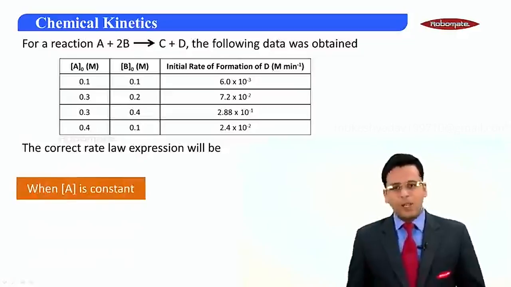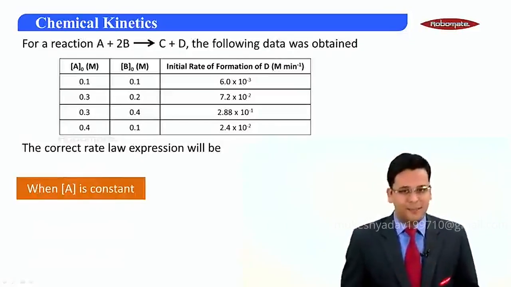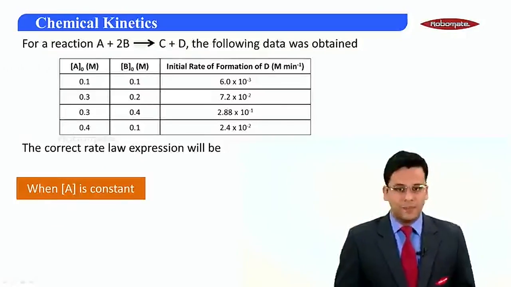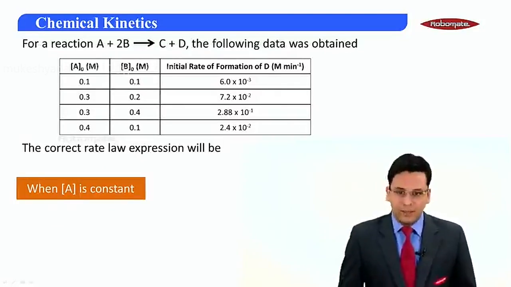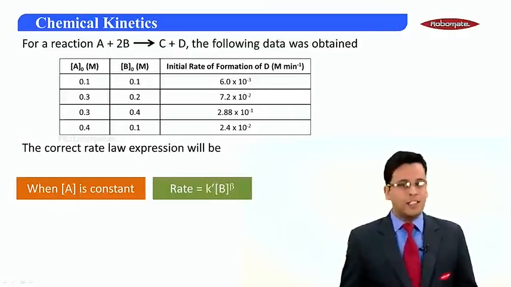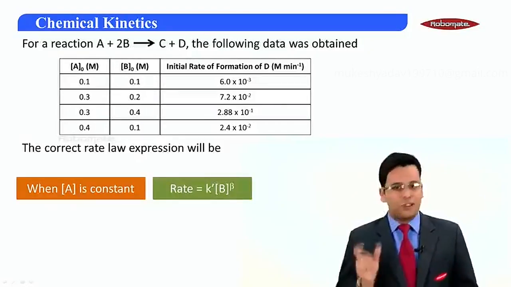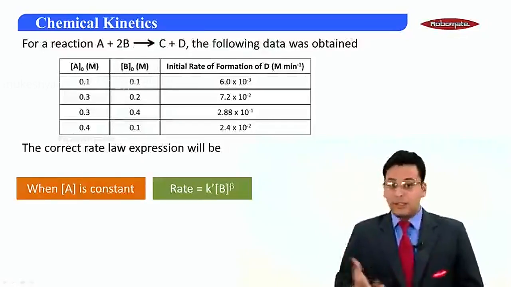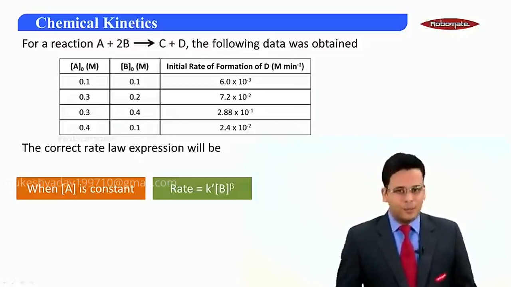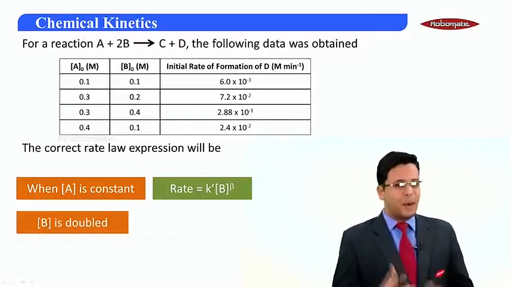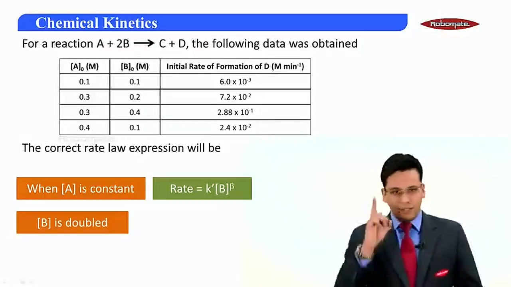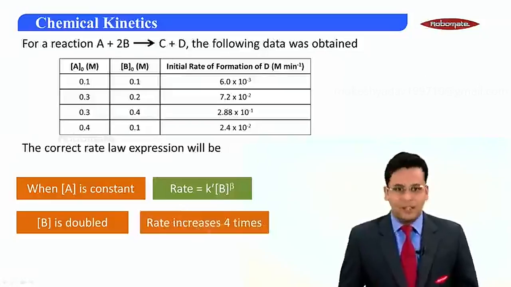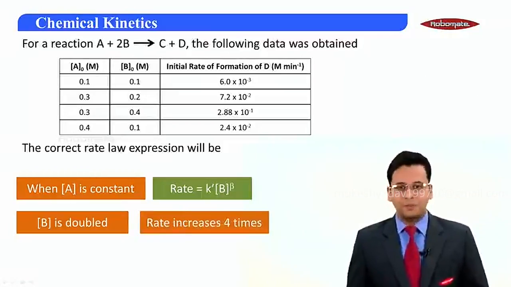Now here, when concentration of A is constant, look at the second and the third row of the given data. When the concentration of A is constant, this is the rate law expression. Rate is equal to K dash into concentration of B raised to beta. All the constant terms have been taken together under K dash. Now here, when concentration of B is doubled, it's pretty obvious from the values, the rate increases by a factor of 4.